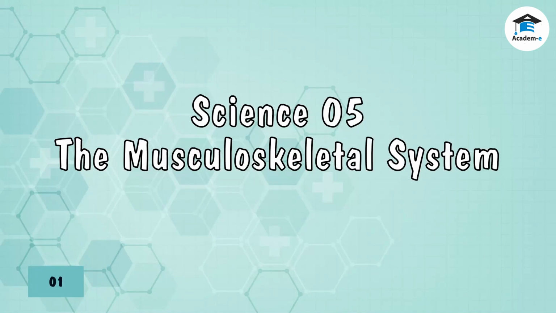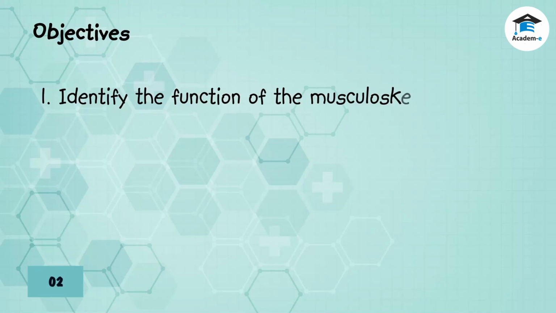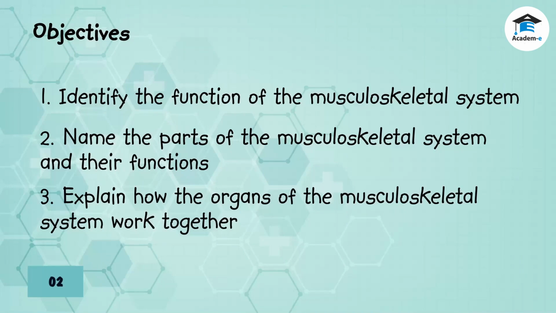Science 5, the musculoskeletal system. Objectives. At the end of the lesson, you should be able to identify the function of the musculoskeletal system. Name the parts of the musculoskeletal system and their functions. Explain how the organs of the musculoskeletal system work together.